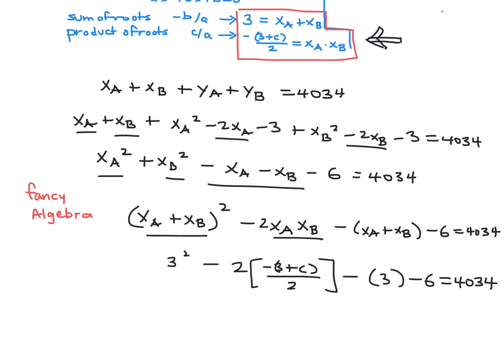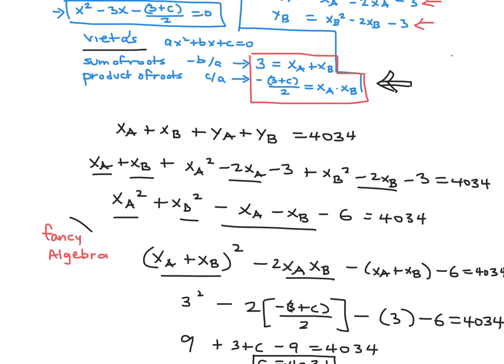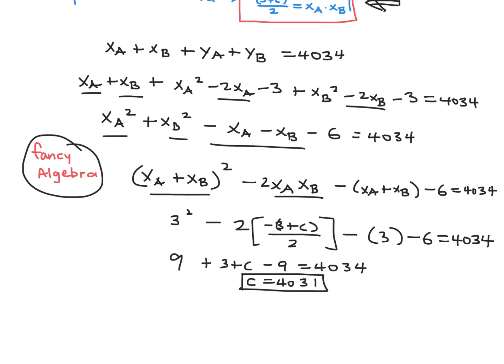Okay, so let's do this here. This would be 9, and this looks like it'll be plus 3 plus c, and this will be minus 9 is equal to 4034. So the 9's cancel, so c would equal 4031. Okay, yeah, we got it. So as you can see, we had to use Vieta's up here and a little bit of fancy algebra, not too bad, to get the final answer, 4031.